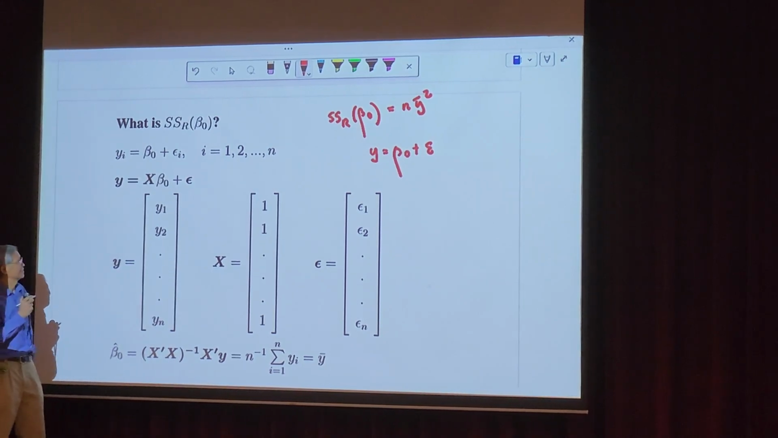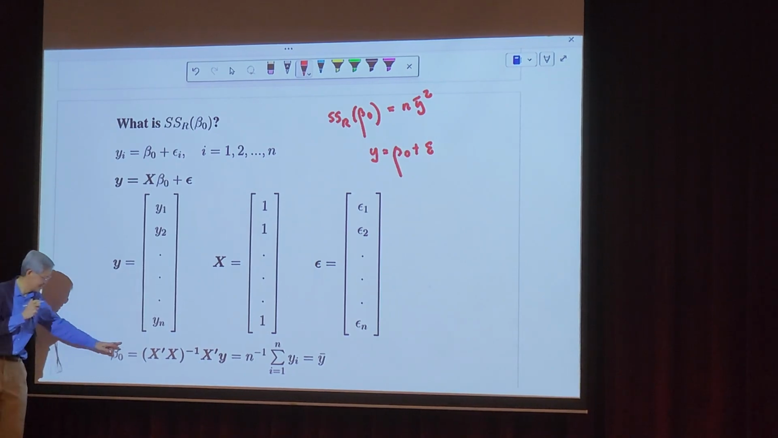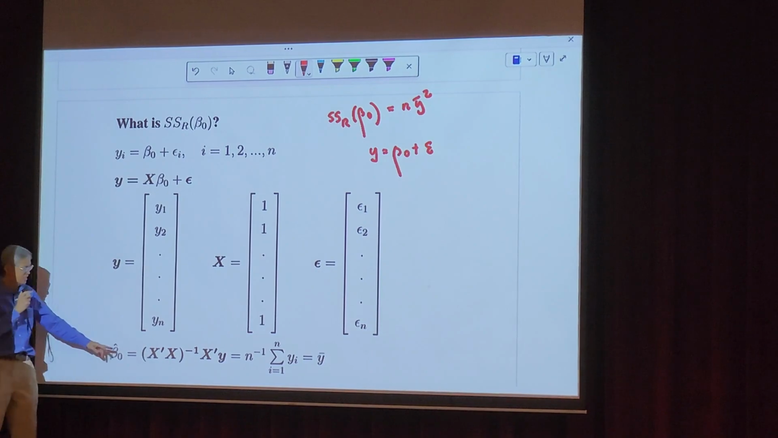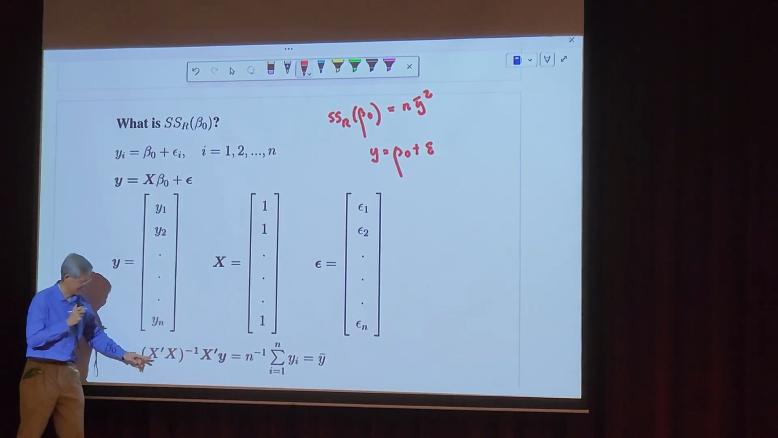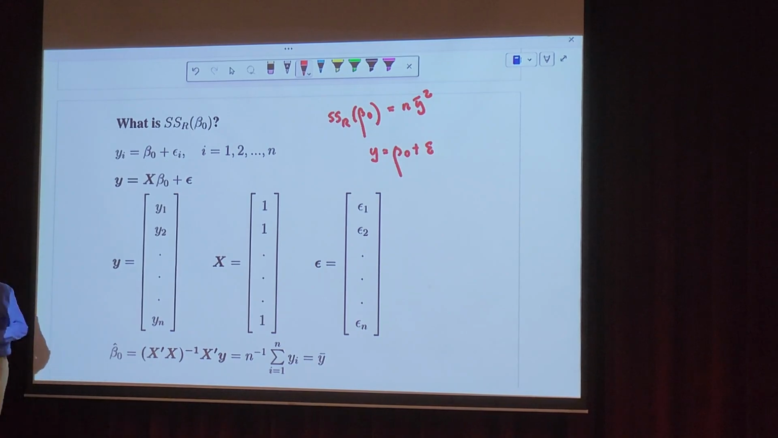And how do you find beta naught? There's one regression coefficient, and we can minimize the least square function easily. And it's the same formula, (X prime X) inverse X prime y. So this is the regression coefficient, and it turned out to be y bar. Is that surprising? Beta naught actually is an estimate of the overall mean of y. So it's not surprising.